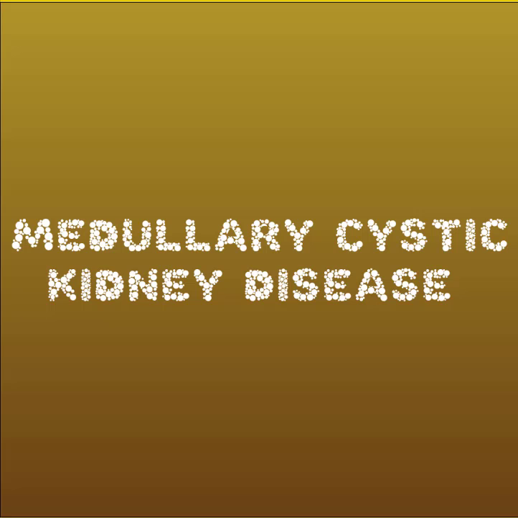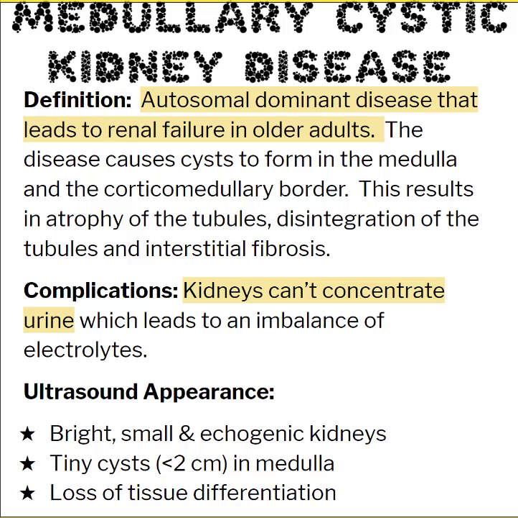Next in our medullary family, we have the medullary cystic kidney disease. Now, medullary cystic kidney disease is an inherited disorder. So medullary sponge is an acquired kind of developmental thing that happens. Medullary cystic kidney disease is inherited. And this one again is an autosomal dominant disease.